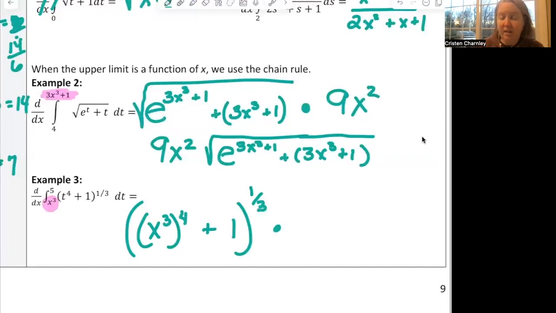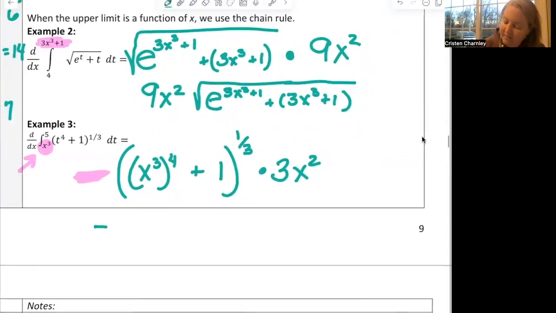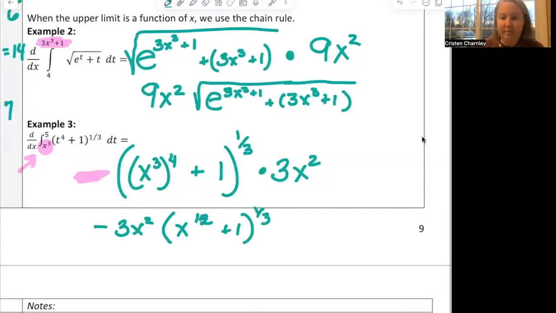So what's that new thing? We need the derivative of that x cubed, which is 3x squared. Here's the new thing I have to worry about. Because this is in the bottom, my answer is going to be negative. So if I just tidy this up a little bit, I'll have the negative in the front, 3x squared, x cubed to the 4th, those get multiplied. So this is x to the 12th plus 1, the entire quantity to the 1/3.